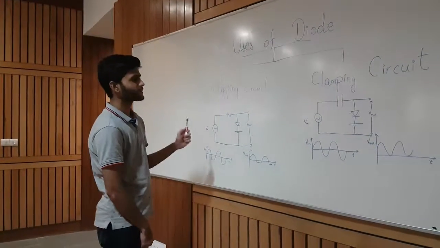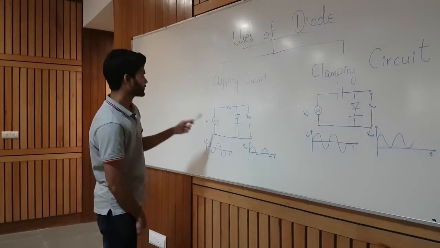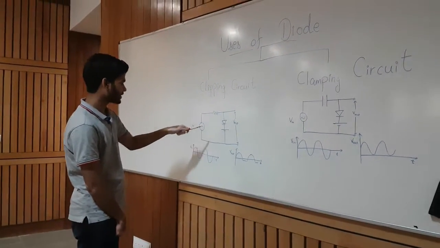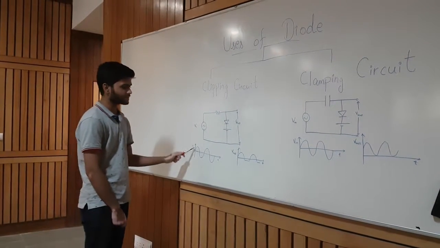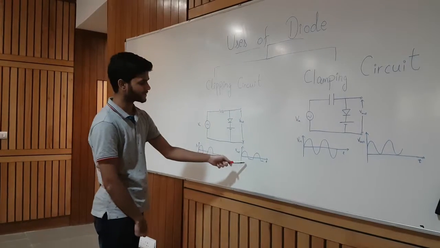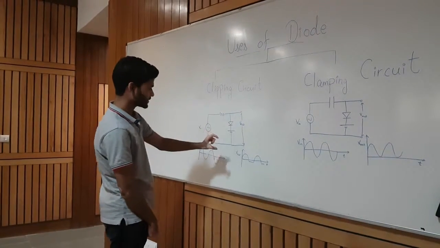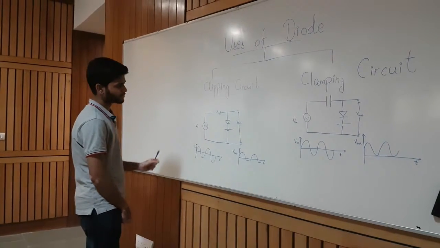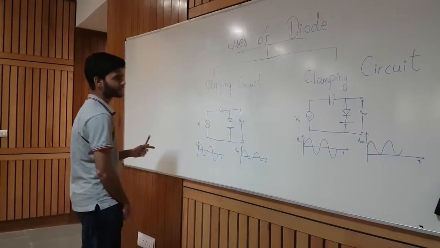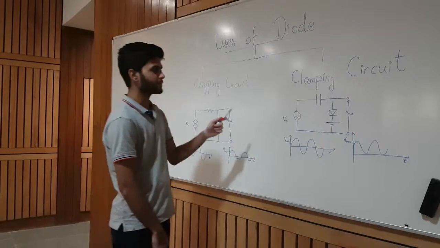Diodes are also used in clipping and clamping circuits. The first figure clearly depicts a typical clipping circuit. If we apply an AC waveform like this, we get an output like this. We can see that this waveform gets clipped by a particular value which depends upon the polarity and EMF of the battery. The second one is the clamping circuit.